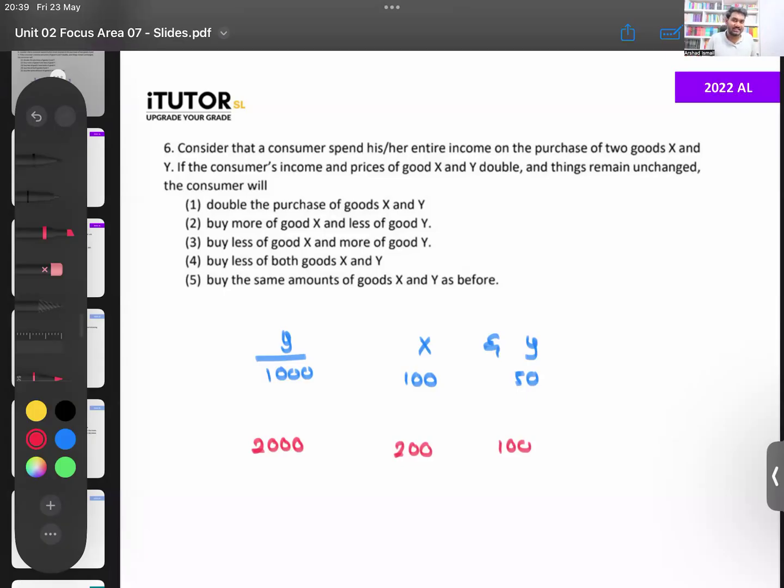Apply logical common sense. It will not double the purchase of good X and good Y, nor buy more of good X and less of Y.